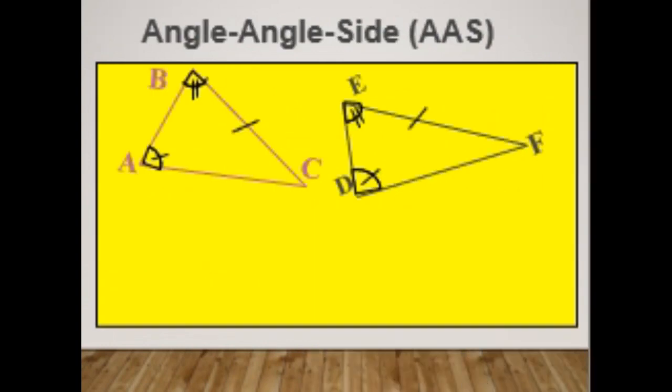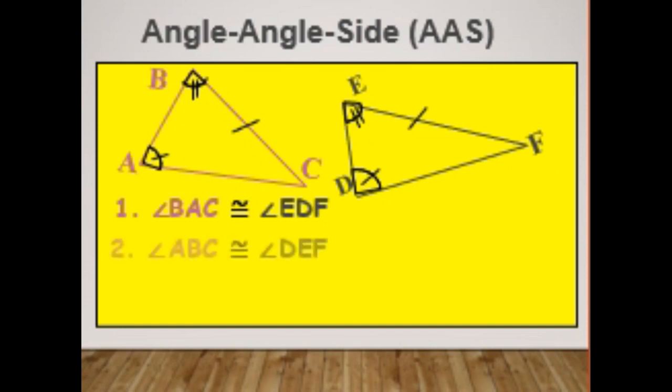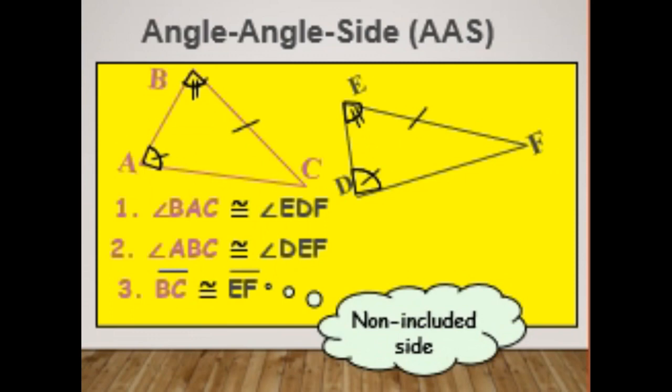And last, angle-angle side or AAS. Again, we have two triangles, triangle ABC and DEF. Now, let's name one of the corresponding angles. We have angle BAC is congruent to angle EDF. Another corresponding angle, angle ABC is congruent to angle DEF. And how about the side? We have line segment BC is congruent to line segment EF, or this is what we call the non-included side. Therefore, triangle ABC is congruent to triangle DEF. Okay?